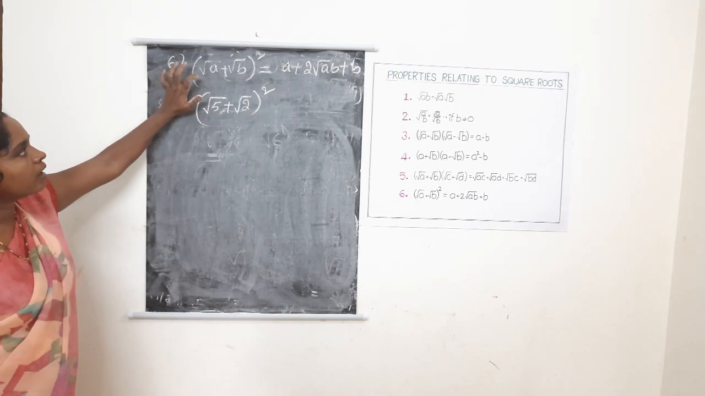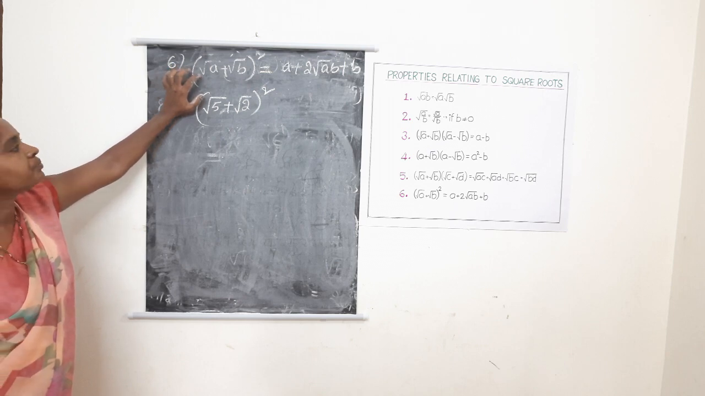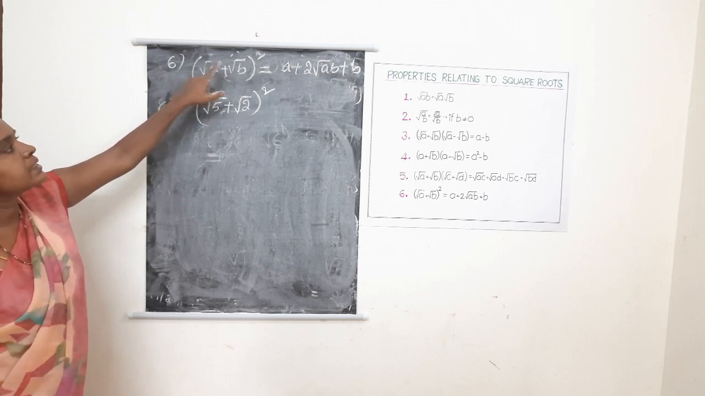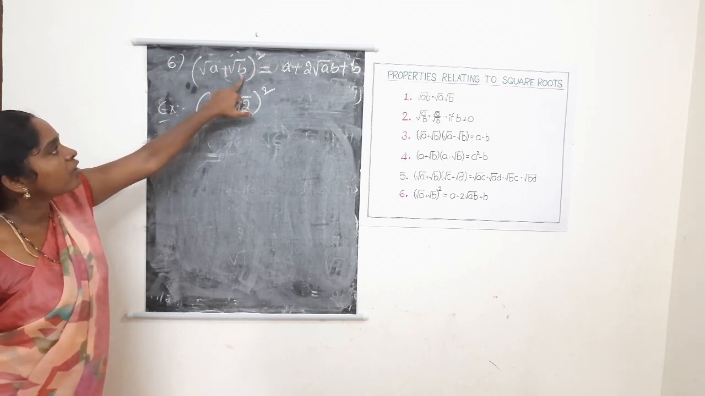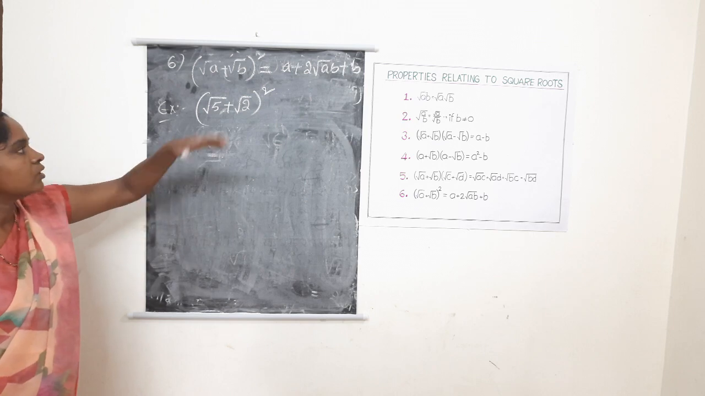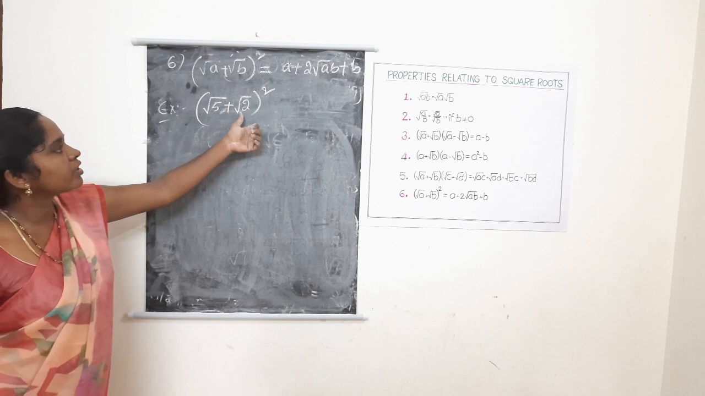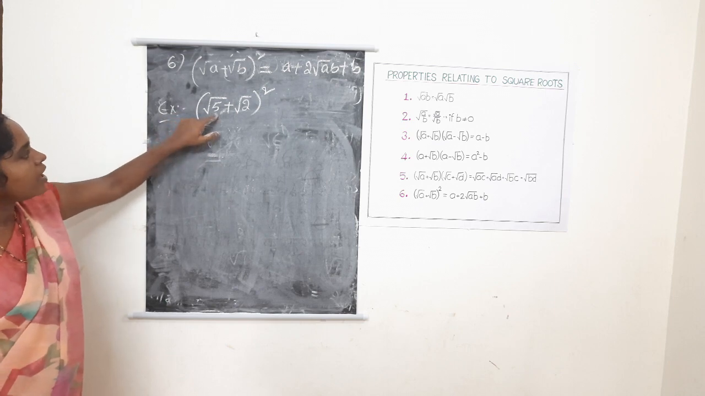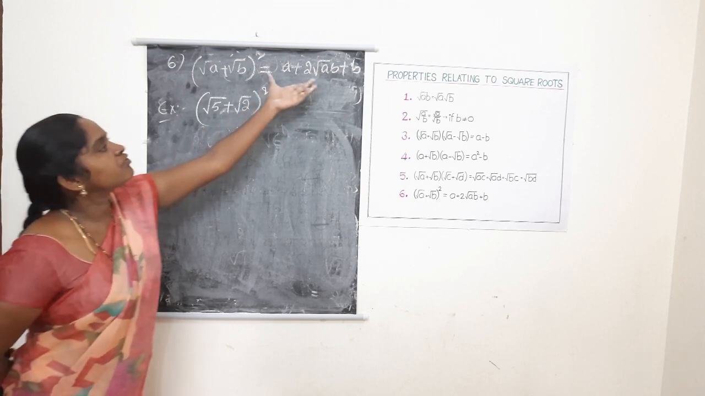Actually, this property is in the form of (a + b) whole square, which means a square plus b square plus 2ab. Here the number under the root is A, and under the root of B is B. So let us see one example: (√5 + √2) whole square. Here the value of A is 5, B is 2. We can apply this formula.